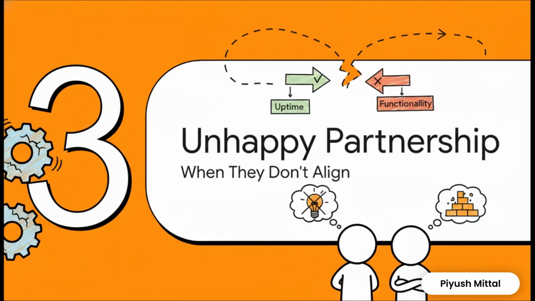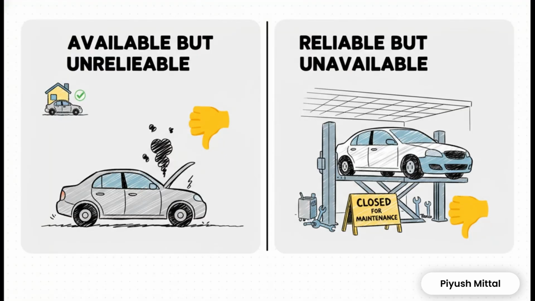Okay, so we've met reliability and we've met availability. Now let's put them together and finally solve that mystery of the system that's up but broken. This is what happens when these two partners just don't get along. Let's tell a quick story, a tale of two cars. Car number one is always available. It's sitting in your driveway ready to go. The problem? It breaks down every 5 minutes. That's high availability, but just awful reliability.